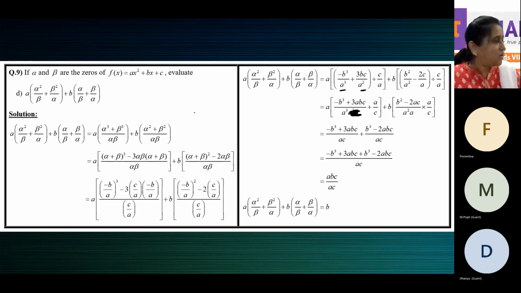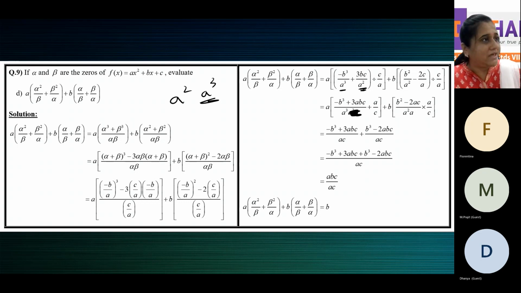A cubed and A square. A cubed is the LCM. Always the highest power is the LCM. Between A square and A cubed, the highest power is A cubed. That's the LCM, so only A cubed will come here. So minus B cubed as it is. And here we have A square.